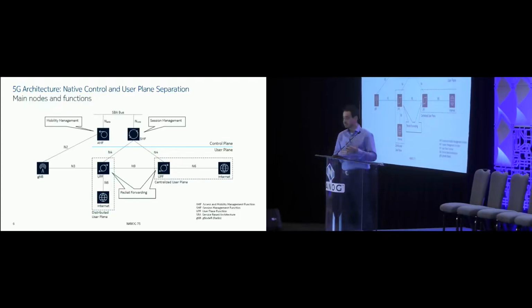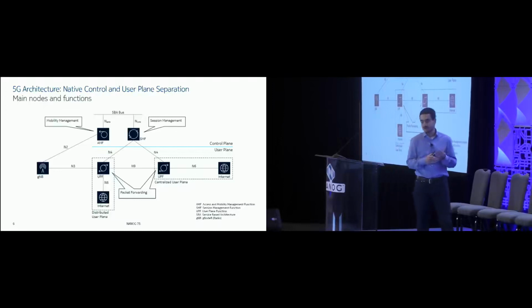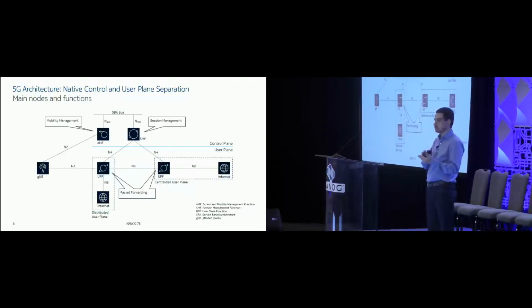What that means is, for example, we have the AMF, which is the access and mobility management function. So that only does mobility management. If you compare, for example, with the MME in the 4G core, the MME did both mobility management and session management. Now, in the 5G core, session management is the responsibility of the SMF, the session management function. And those two elements are pretty much what we have in terms of control plane for a 5G core.